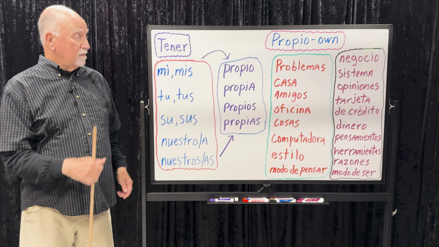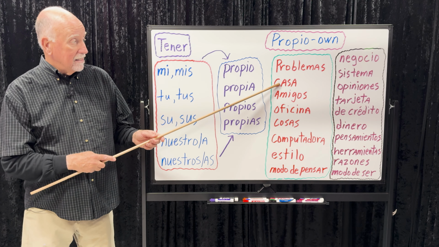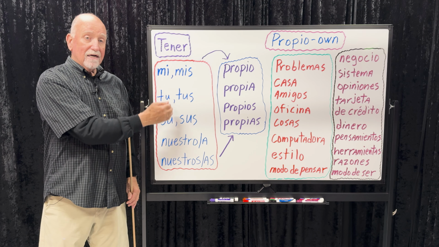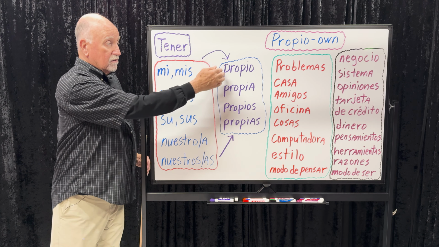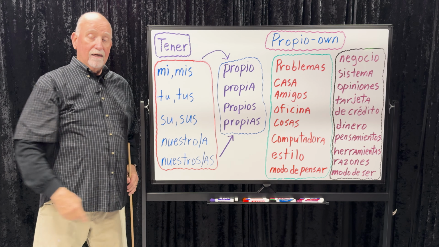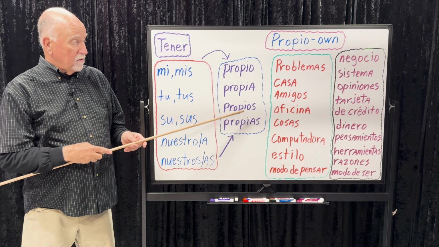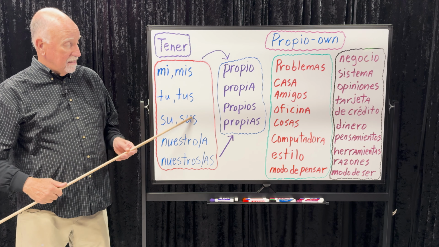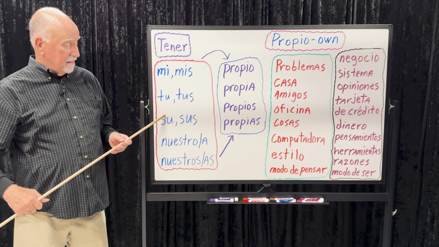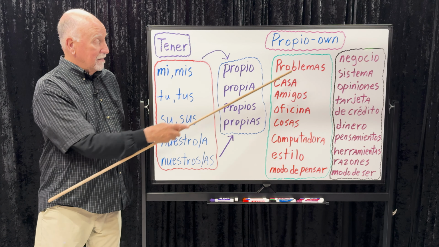But if we're just talking about the phrase, like my own house, mi propia casa, it's a three-step process. We're going to take our possessive adjective, then we're going to take the correct form of propio, and then we're going to take the noun that we want. Make sure it all agrees. If this is plural, you're going to need the plural possessive adjective. If it's singular, you're going to need the singular possessive adjective. Okay? Let's go with problemas.